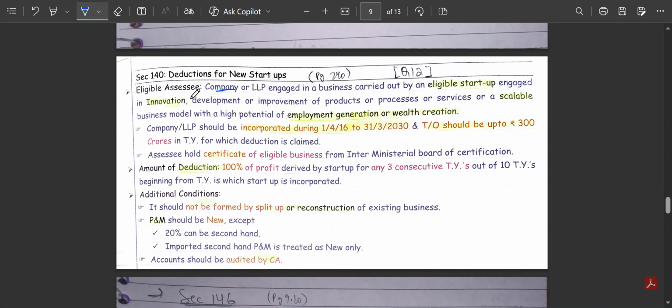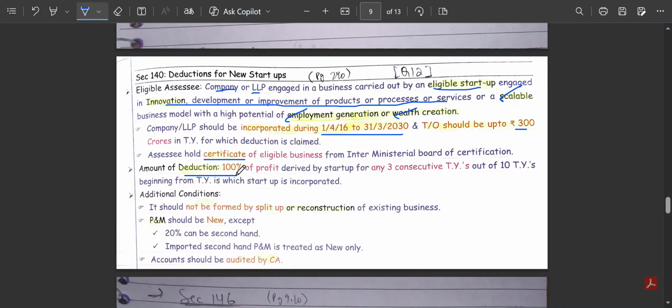So eligible SSC is a company or LLP who is an eligible startup. And how do we identify it's an eligible startup? It should be engaged in innovation, development, and improvement of either products, processes, or services. And it should be a scalable business model with high potential of either employment generation or wealth creation. So then it will become an eligible startup. Then it also has to fulfill these conditions, that it should be incorporated between this date and its turnover should be up to 300 crore in the tax year in which it is claiming a deduction. Then it should also hold a certificate for eligible businesses.